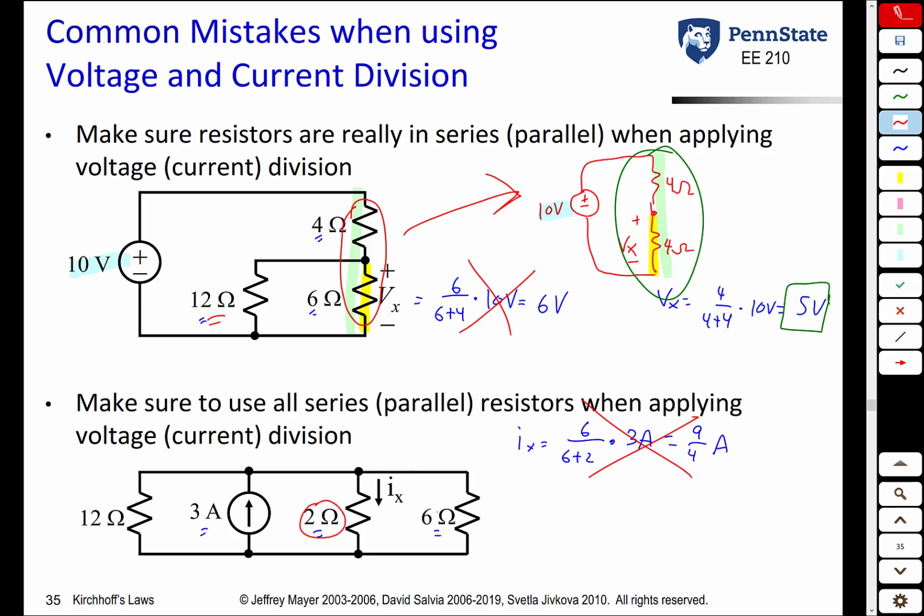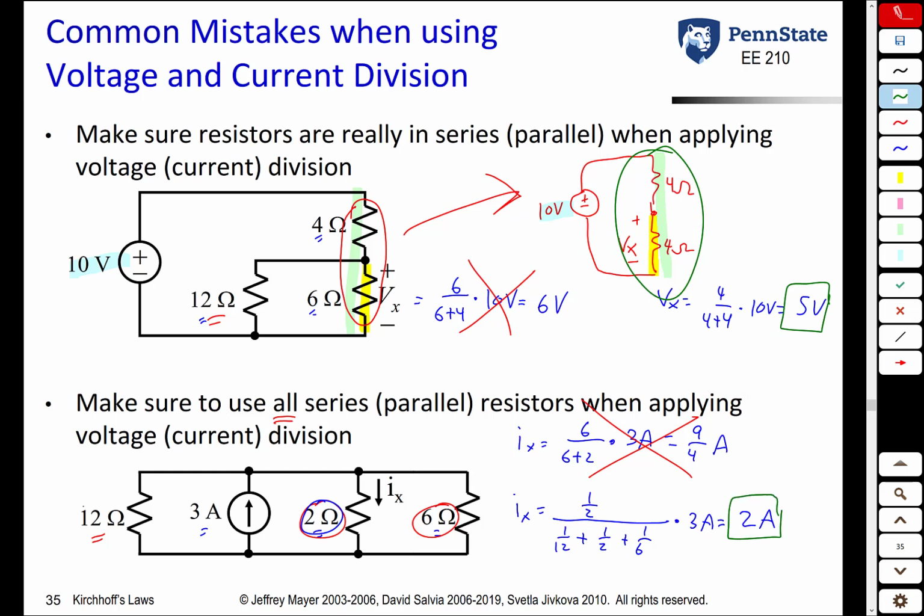Although this 2 ohm and 6 ohm resistor are in parallel, they are not the only resistors in parallel. You have to make sure to use all of the ones that are in parallel or series. And it's very easy to forget this resistor because it's on the other side of the current source, but it is still in parallel. So the correct equation is Ix is equal to the conductance of the 2 ohm resistor, so it's 1 over 2, over 1 over 12 plus 1 over 2 plus 1 over 6 times 3 amps, or 2 amps. And this is the correct answer.